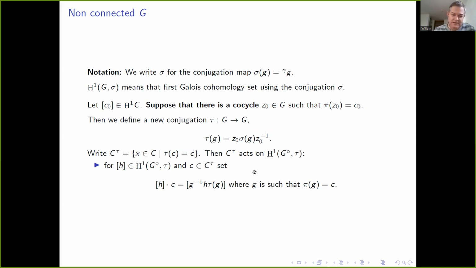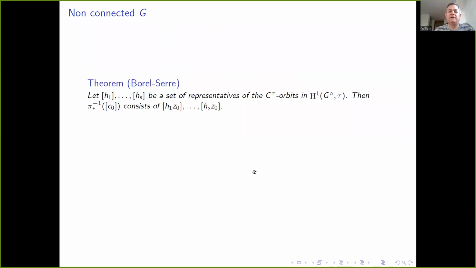And how does this action work? Well, I'm not sure whether I should go into detail here. Here's just the formula. It's not very difficult. It's a right action, and it's again a kind of twisted conjugation. Okay, and then there is the theorem of Borel and Serre that says if you have a set of representatives of the C tau orbits in the H1 of the identity component, then the inverse image of this C0 consists of those elements. You just multiply all elements with your Z0. So that's the theorem.